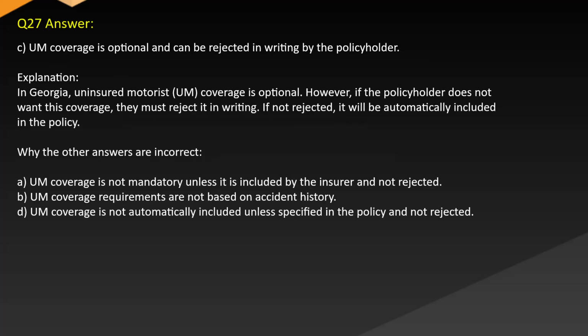Answer. C. Coverage is optional and can be rejected in writing by the policyholder. Explanation. In Georgia, uninsured motorist coverage is optional. However, if the policyholder does not want this coverage, they must reject it in writing. If not rejected, it will be automatically included in the policy.